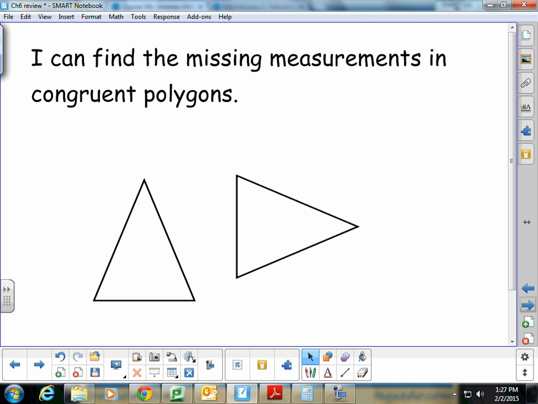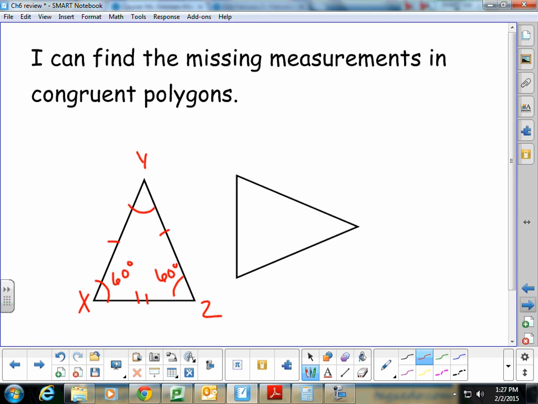Finding the missing angle measure. This may not be super accurate on the measurements, but the point is to get the picture. So if we have Y, X, and Z, we have N, M, and L. We're looking for this angle measure here. And you're given these parts.